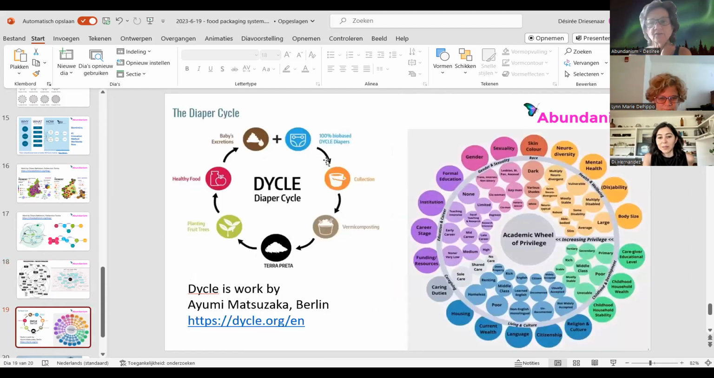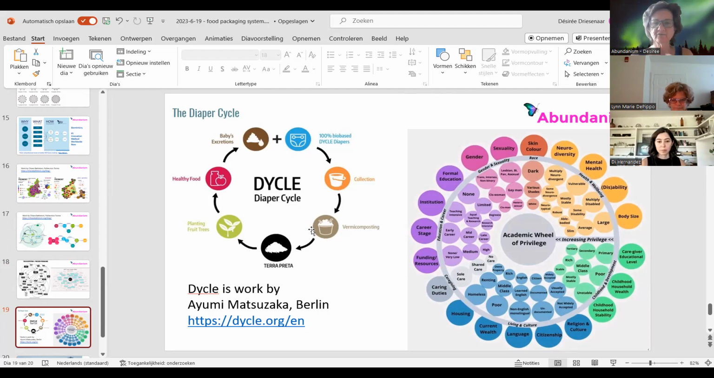Here you see lots of the things are circular, of course. This is work from my friend, Ayumi Matsuzaka in Berlin. She has this wonderful business model where she takes baby poop in biodegradable diapers and she collects it. She makes terra preta of it, which is the soil as in the Amazon, which is man-made soil. And there's lots of technical universities doing it. Biochar and terra preta are really changing the world because terra preta is regenerating itself all the time because of the high content of microbes.